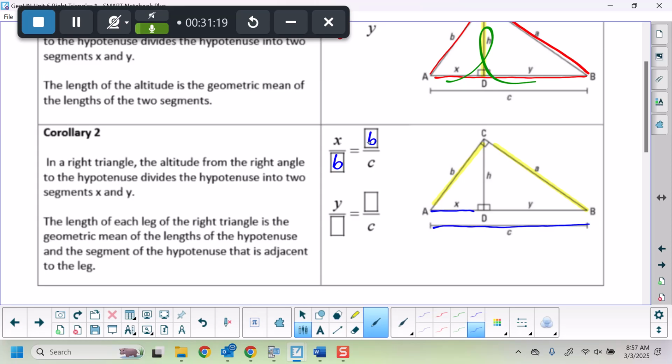When we talk about a, it is going to be the same thing. This a is the geometric mean between this piece that it's touching and this whole length of c. So this one triangle shows us the two legs of my original triangle, the big triangle, are the geometric mean between the corresponding side of either the small and the medium and the hypotenuse.